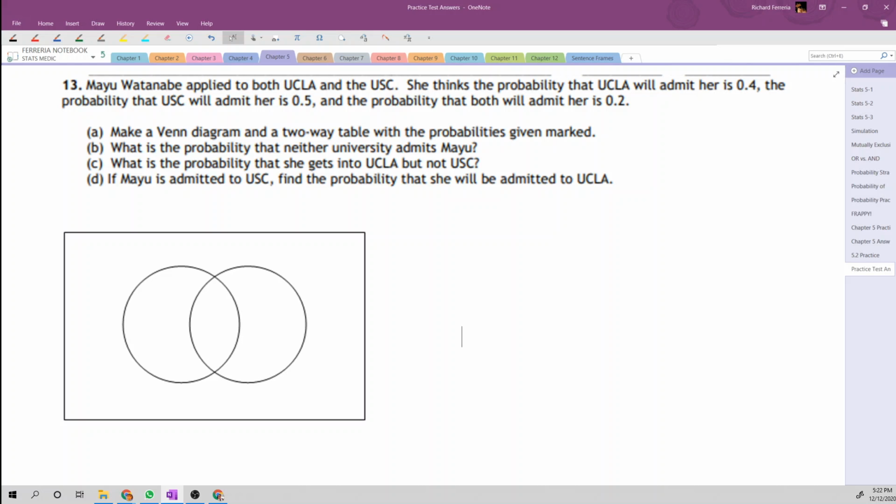Here's a good Venn diagram, and we'll call the left circle UCLA and the right circle USC. And let's see, we always start from the middle. So what's the probability that both schools will admit her? That's 0.2. Next, the probability that UCLA will admit her is 0.4. So 0.4 has to be the sum of this number, 0.2, and whatever is in here. So this has got to be 0.2 as well.